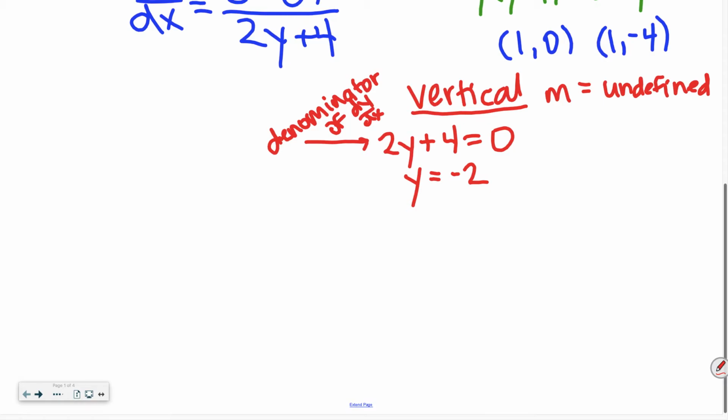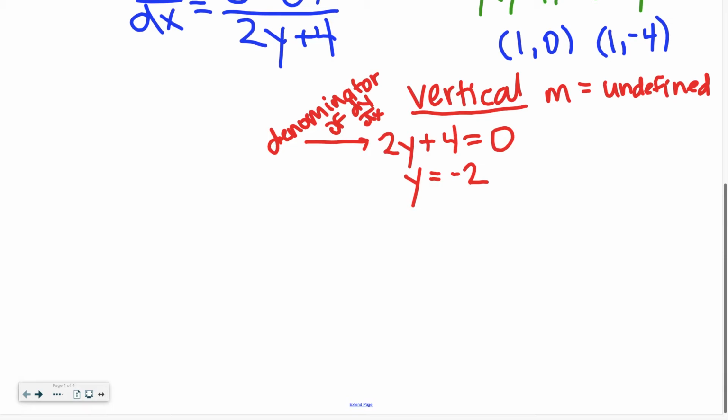Which means y is negative 2. Okay. Usually the calculus part isn't so bad. It's like taking that and plugging it back in. That takes a little bit more work. Okay. Not difficult work, just kind of some tedious calculations.